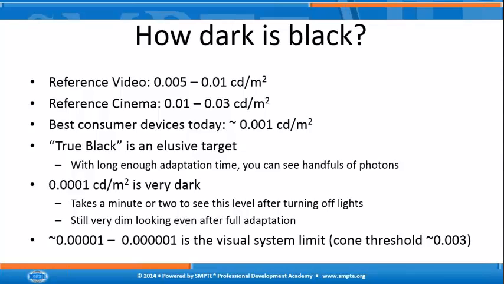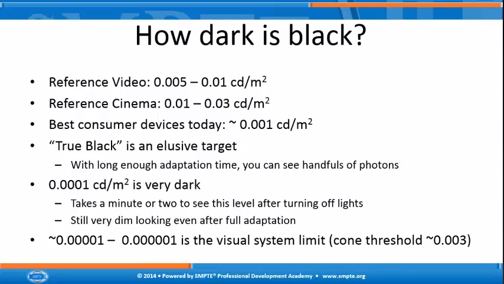Although it turns out, true black is a very elusive target. If your visual system adapts long enough, you can literally see handfuls of photons in a very dark environment, but that's not very useful for entertainment viewing. What we find is about 0.001 candelas per square meter is very dark. Even in a pitch black room, it takes a minute or two to adapt down to that kind of level to tell that it's not true black. And even after that, it's still very dim looking.